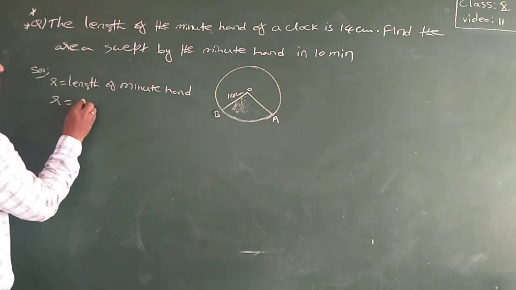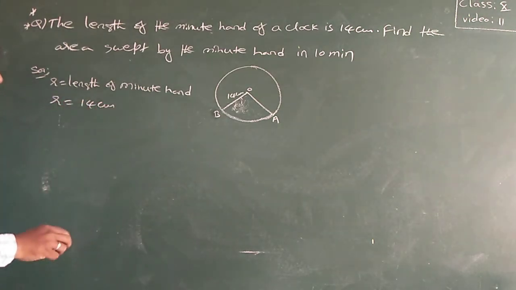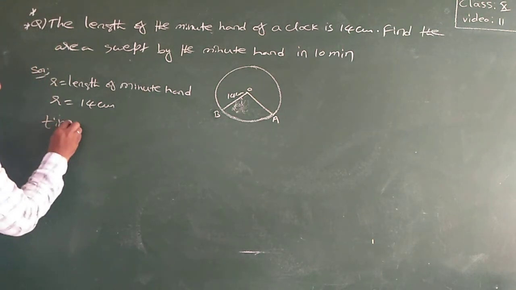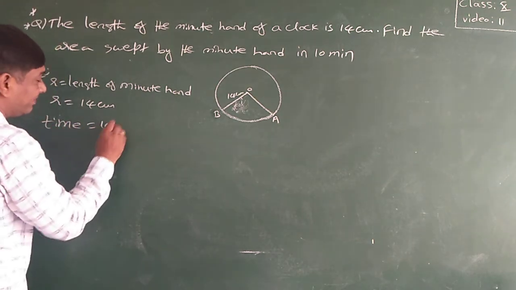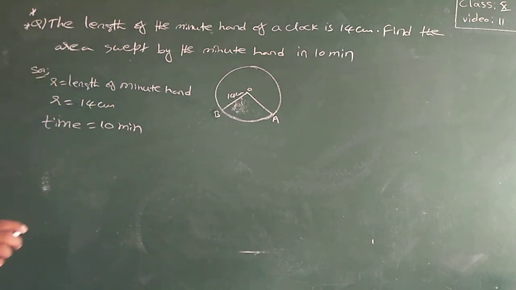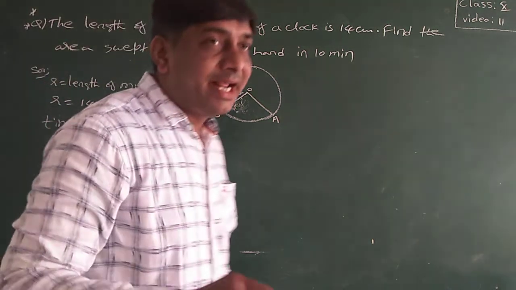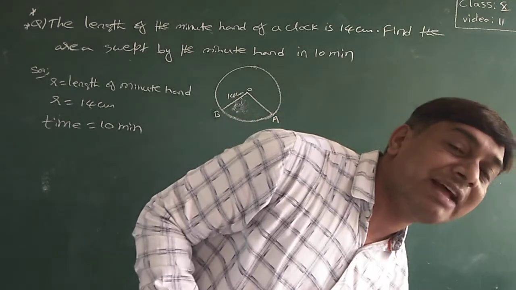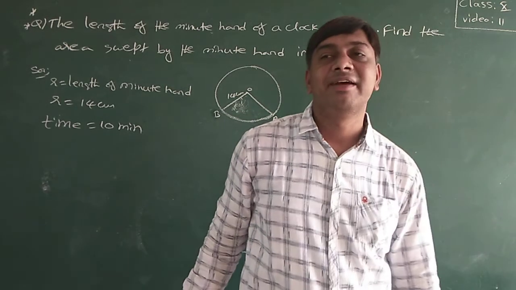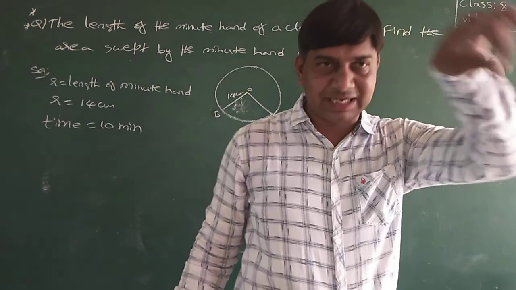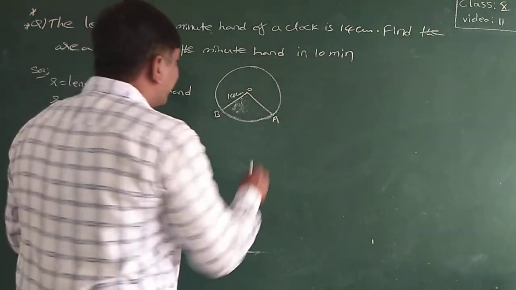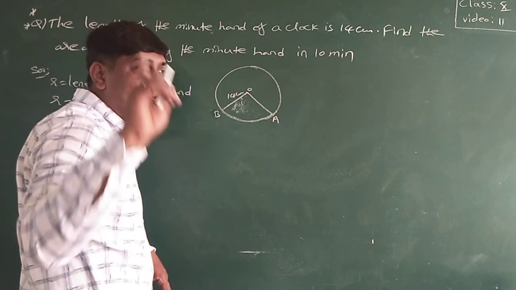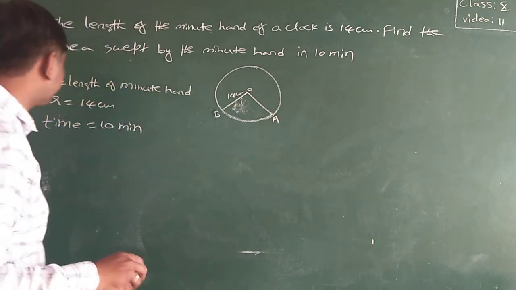R is equal to how much? 14 centimeters. Time taken is equal to 10 minutes. The minute hand completes one rotation in 1 hour. In 1 hour it takes one complete rotation. That means in 1 hour the minute hand makes a 360 degree angle.